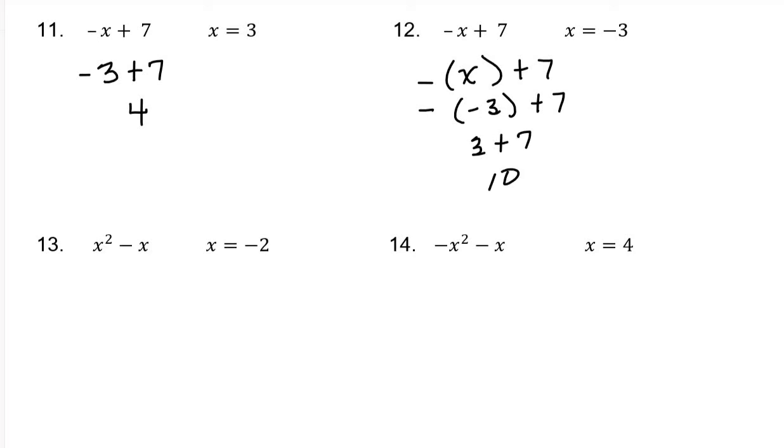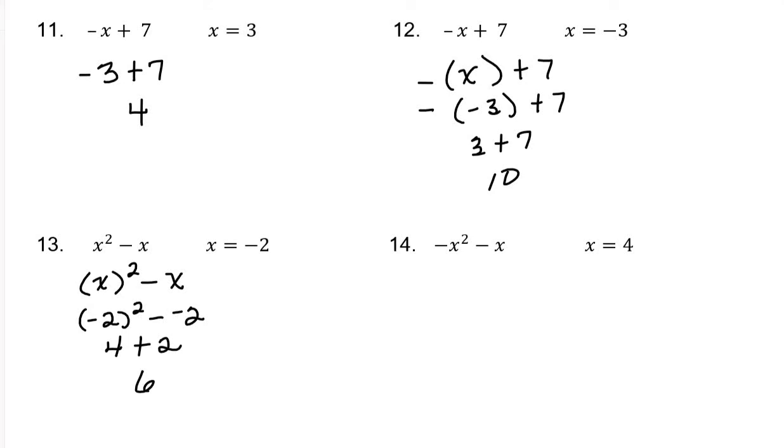Okay, problem 13, now we're going to have negatives and exponents. I'm going to substitute this negative 2 in place of this x. And remember that when this x is being squared, this means that I have that base being squared. So negative 2 goes in place of x. That negative 2 needs to be in parentheses. Negative 2 squared means negative 2 times negative 2, which is positive 4, minus the negative, the same thing as plus a positive, so you have 4 plus 2, which is 6.